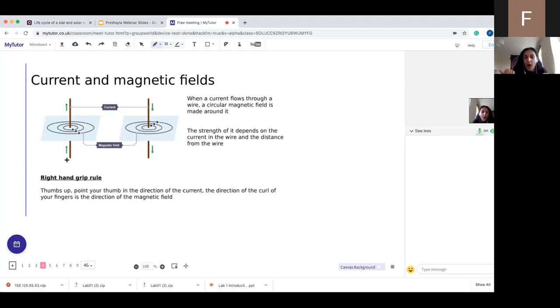Okay, so if you are asked in an exam to draw the magnetic field, make sure you use the right-hand grip rule first to find out the direction of the curl of the magnetic field.